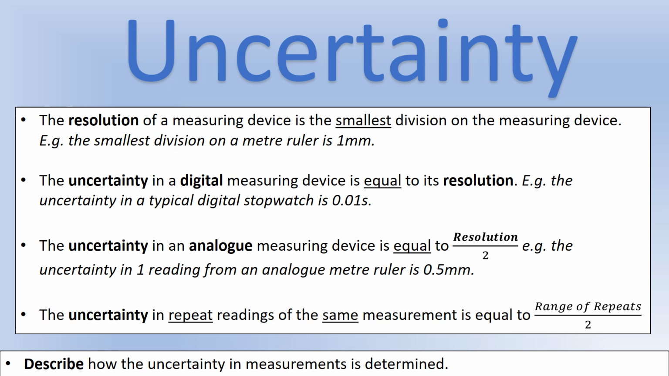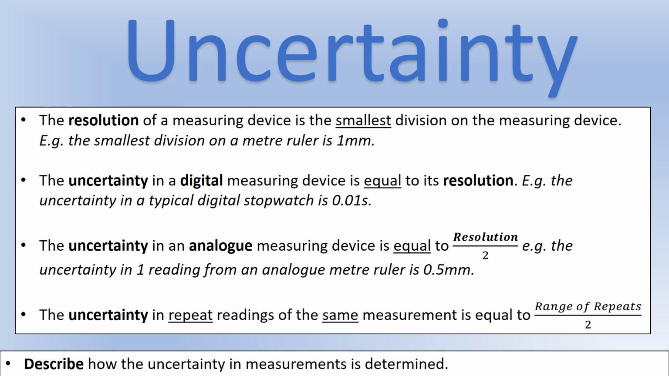If we have a digital measuring device, its uncertainty is equal to its resolution. So for a stopwatch, which typically has a resolution of 0.01 seconds, the uncertainty is also 0.01 seconds. If we use an analog measuring device, the uncertainty is equal to the resolution divided by 2. So one reading from a meter ruler, for example, has an uncertainty of 0.5 millimeters, but I'm going to come back to that a little bit later on because it's a little bit more complicated than that.